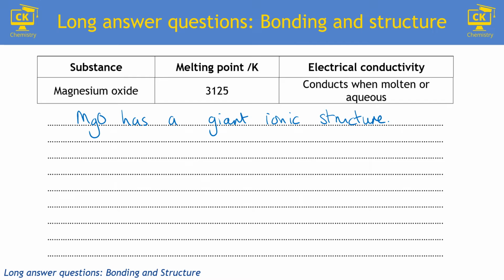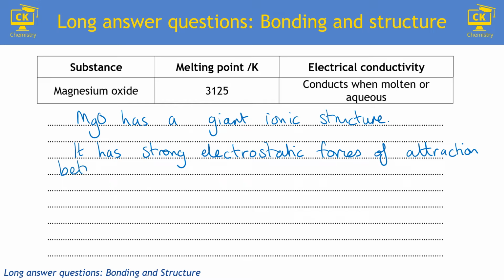So again, we have a high melting point, very high, so we're going to talk about strong. So it has strong electrostatic forces of attraction. This time it's ionic, so the attractions are between oppositely charged ions.